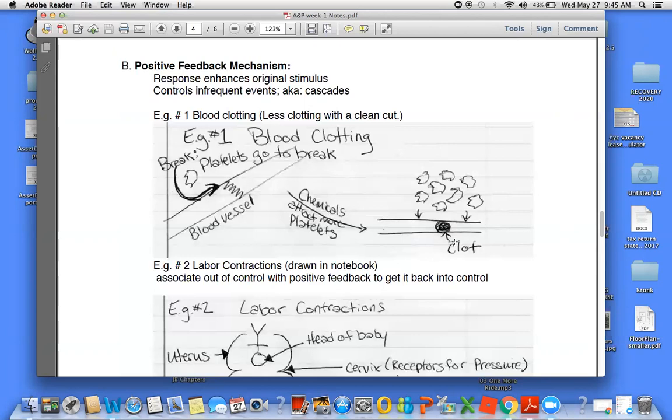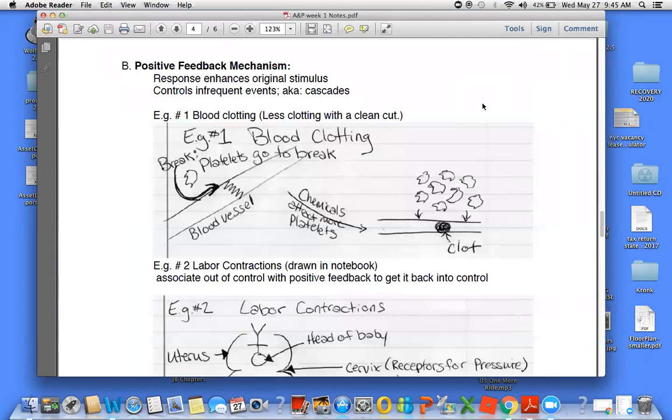All right, and we got to keep this very simple. When you have a cut, platelets in your bloodstream will attach to the cut, and the more jagged the cut, the more platelets can attach. Okay, and platelets attract more and more platelets by sending out chemicals. That's positive feedback. The original platelet, the stimulus, sends out more platelets, and here's a little picture of more platelets to come to the area to clot the blood. And that's your positive feedback mechanism. Again, infrequent event, not very often.